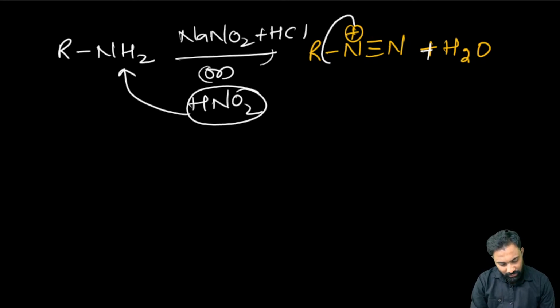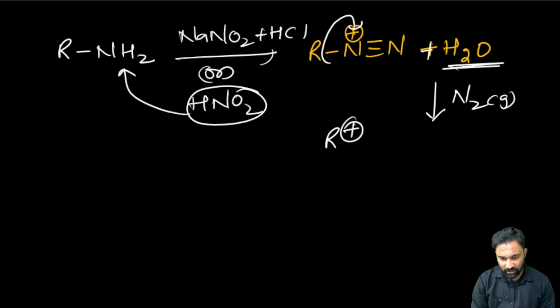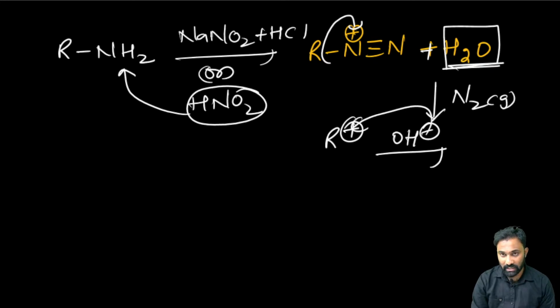Now this N2 being a good leaving group will be eliminated. When the N2 gas has been eliminated, we will get the carbocation like this. Now whatever H2O has been generated in the reaction, we have the OH minus in this H2O. OH minus will go and attack this carbocation, and it will generate the alcohol.